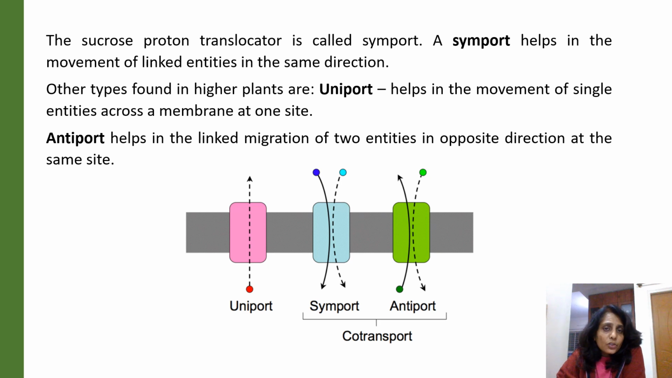The sucrose proton translocator is called a symport, which helps in the movement of linked entities in the same direction. Other types found in higher plants are the uniport, which helps in the movement of single entities across the membrane at one time, while antiport helps in the linked migration of two entities in opposite directions at the same time.